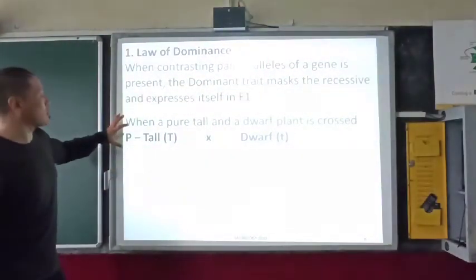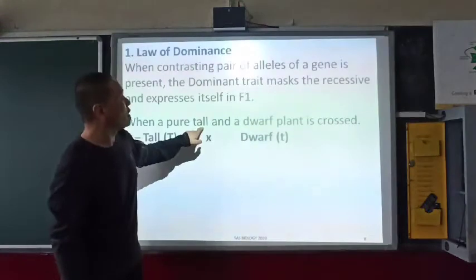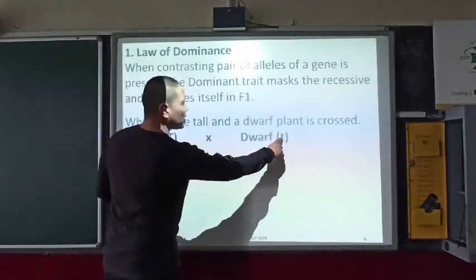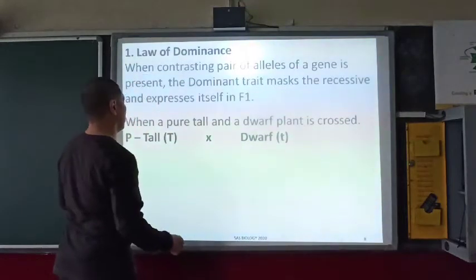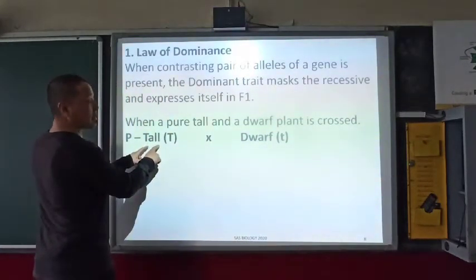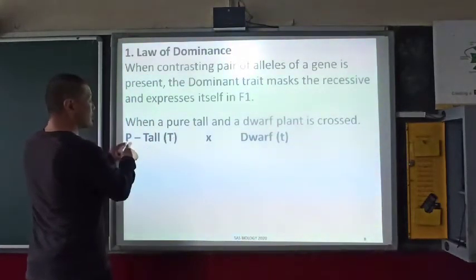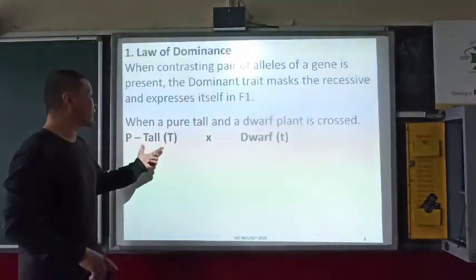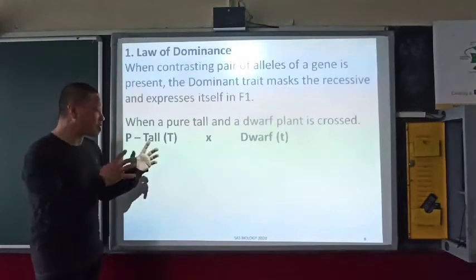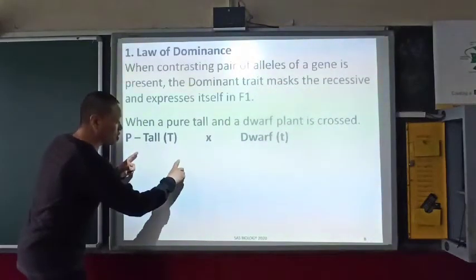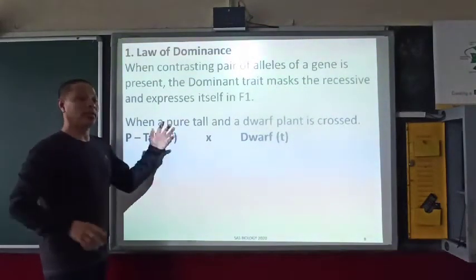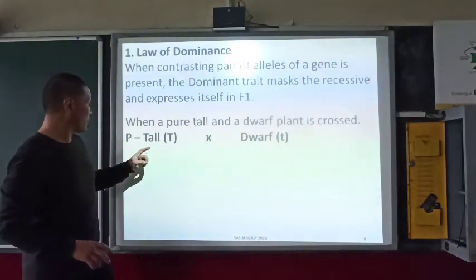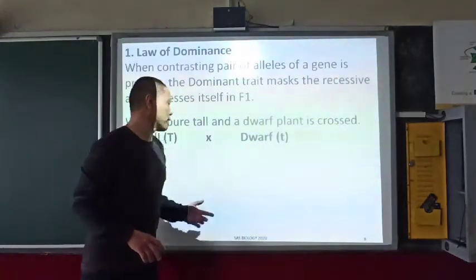Now this can be explained by this simple cross between a pure tall and a dwarf plant. A dwarf plant is given by small t, and a tall plant is given by a capital T. So these are the parents, and we call this a pure tall because there can be another tall which is heterozygous tall, capital T and a small t. That would be a heterozygous tall. But here is a pure tall plant which is crossed with a dwarf.